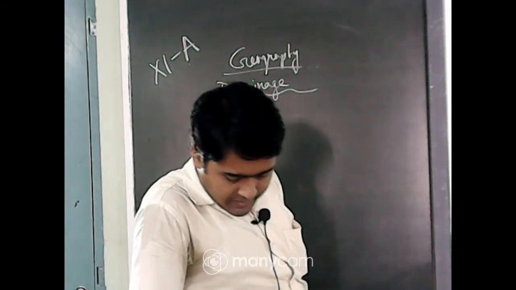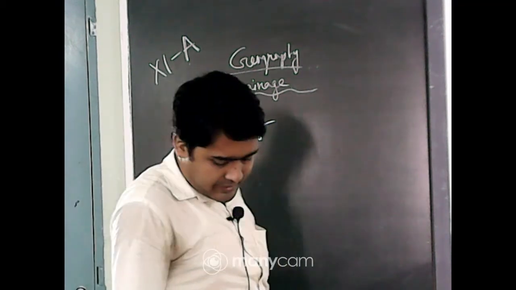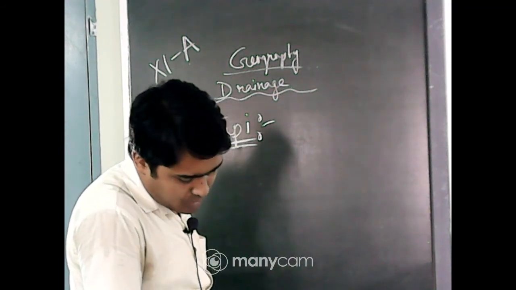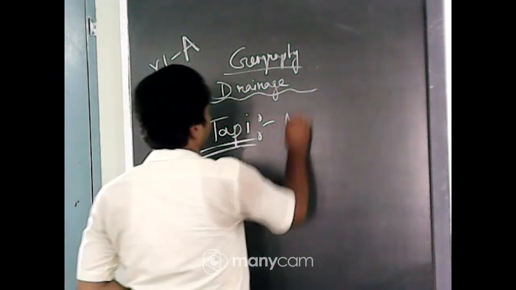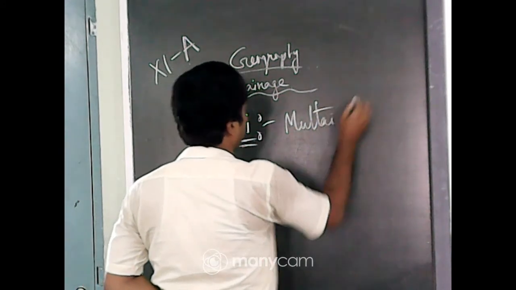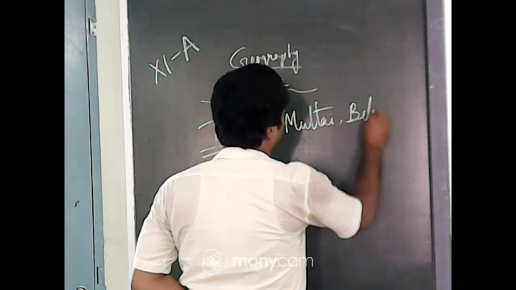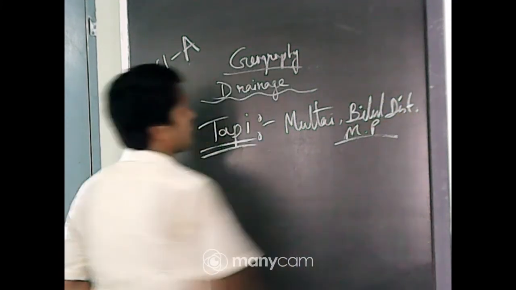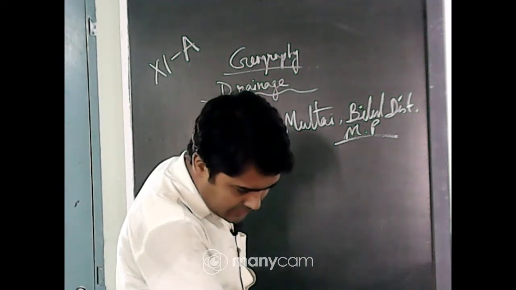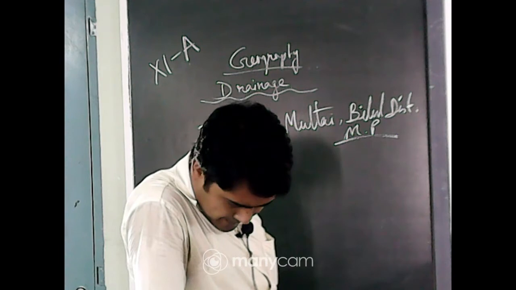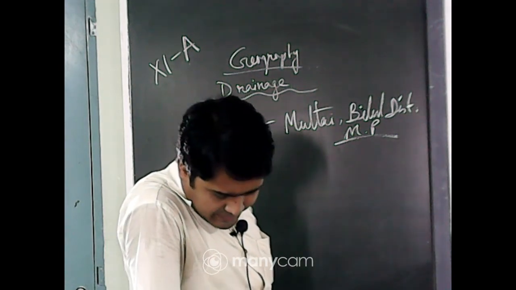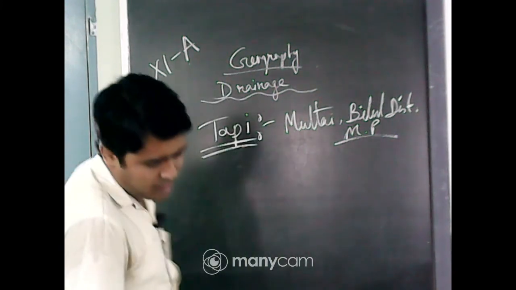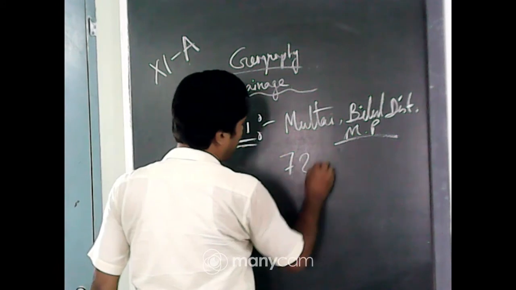The Tapi is also another important westward flowing river. It originates from Multai in Betul district of Madhya Pradesh. Betul district in Madhya Pradesh. Okay. Then it's 724 km long and drains an area of 65,145 square kilometer.